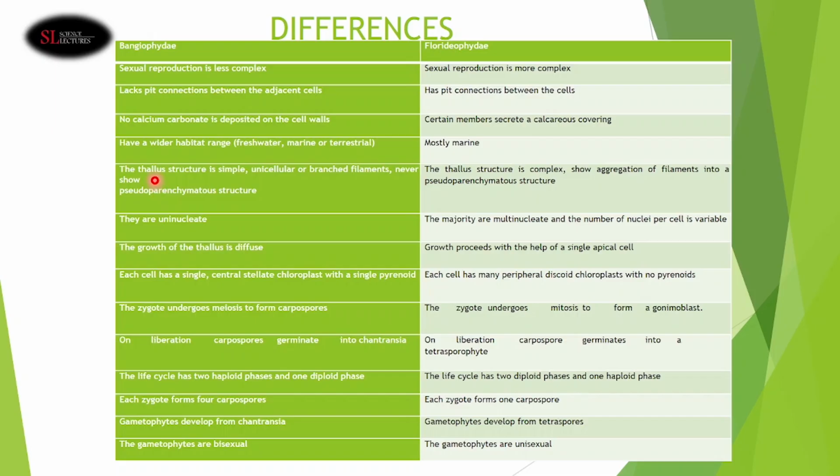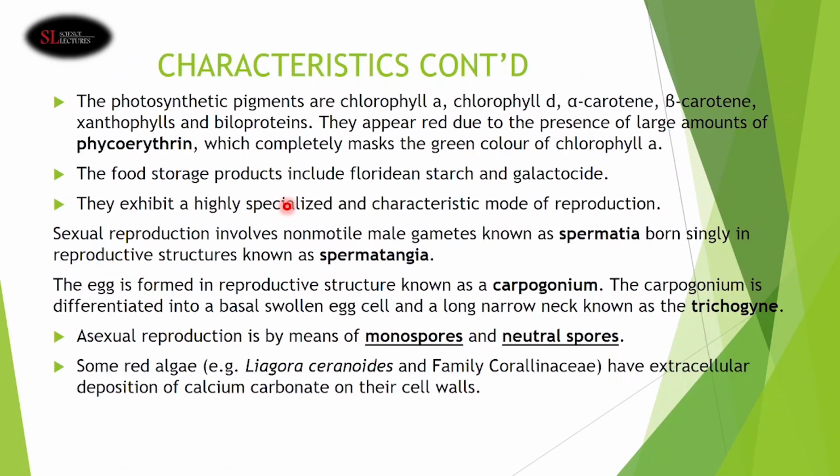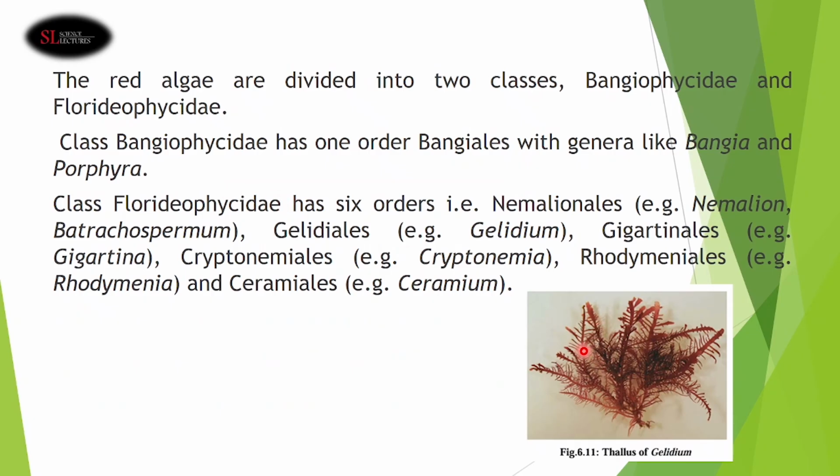Then the thallus, or the plant body, of bangiophycidae is simple, unicellular, or branched, but never shows any pseudoparenchymal structure, while that of floridiophycidae is complex, shows aggregation of filaments, and has a pseudoparenchymal structure. Just to take you back a little bit, you can see this Gelidium, which is a member of floridiophycidae. It has that structure that enables it to look like a plant. This structure is what we call the pseudoparenchymal structure, because it is from it that these other things grow from.